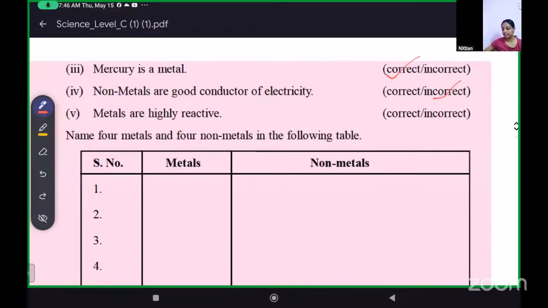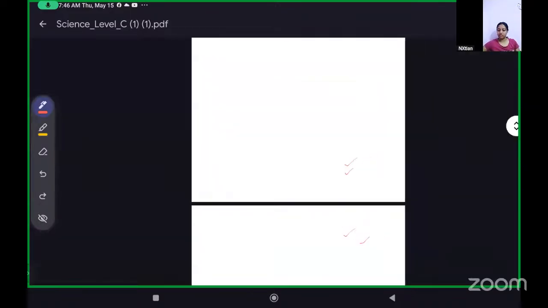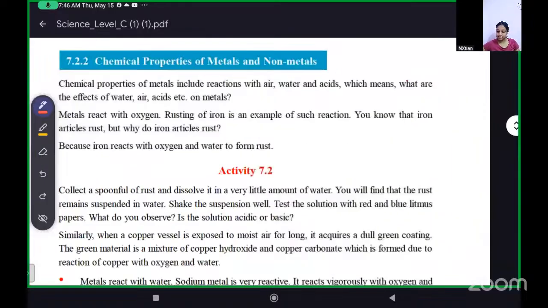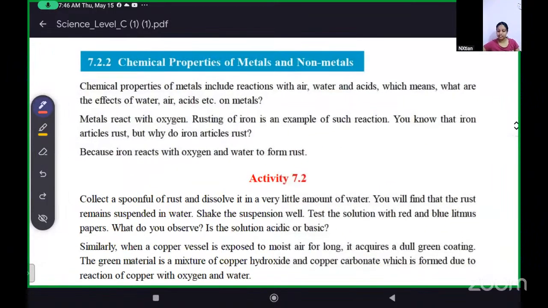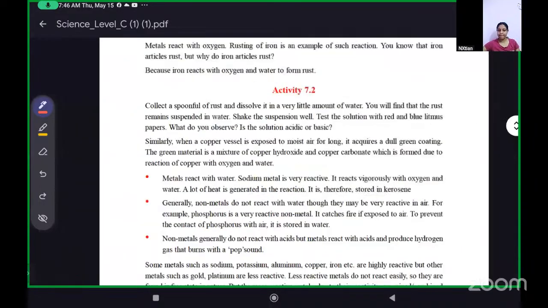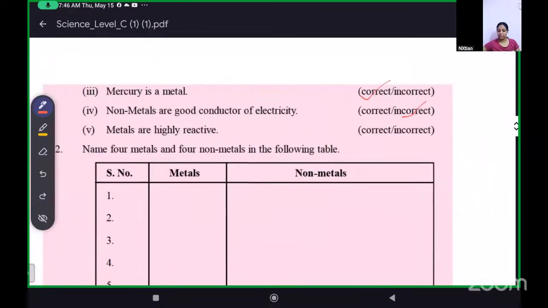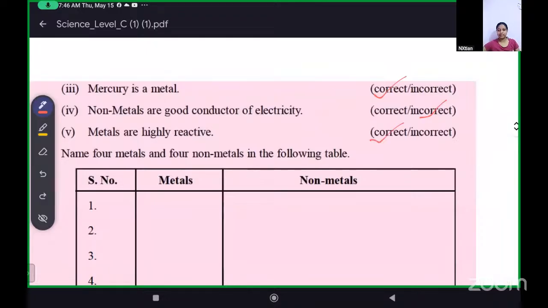Metals are highly reactive. Incorrect. Ma'am, metals are highly reactive. Yes, they are highly reactive.